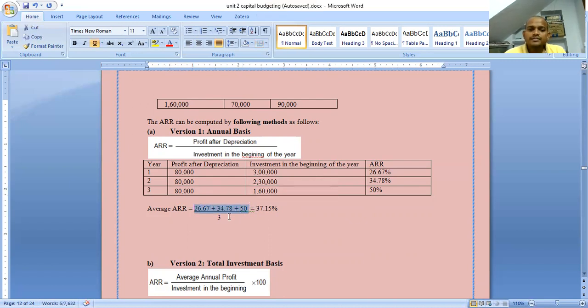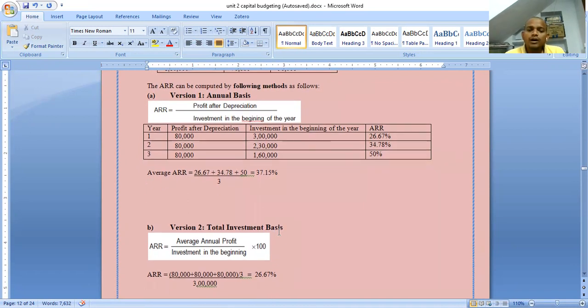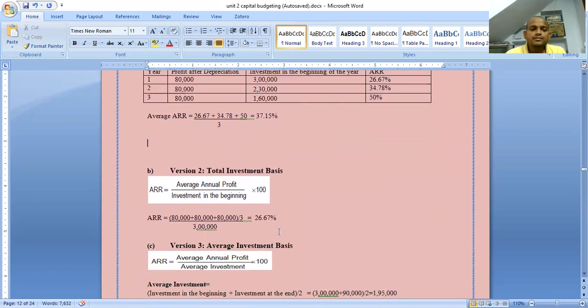accounting rate of returns. Average accounting rate of return. So we have to divide it by the life of the project, 3 years. So finally we'll get 37.15 percentage. So in the second method, if we consider total investment, how does it appear?